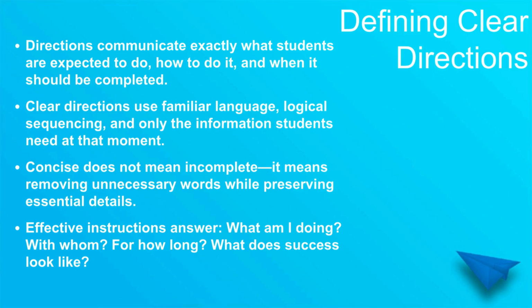So when we talk about clear directions, we're talking about directions that communicate exactly what is expected for students to do, how they're going to do it, and when it should be completed. We use familiar language, logical sequencing, and information students need at that moment, right? It doesn't mean incomplete. It doesn't mean you leave stuff out and try to reiterate it later. It means removing unnecessary words and preserving the essential details. So effective instructions answer, what am I doing, with whom, for how long, and what does success look like?